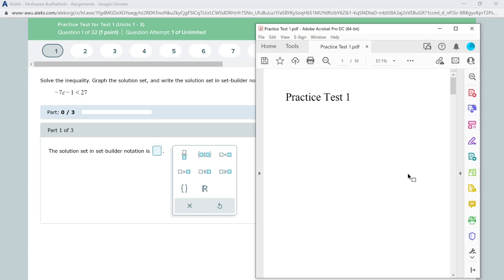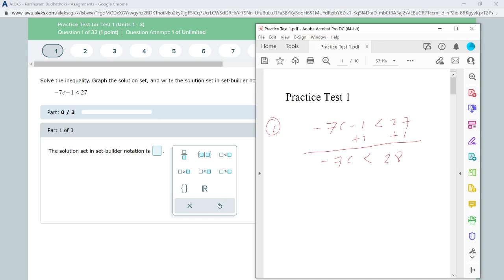First of all, number 1, just solve means find the value of c. So isolate the c. For that you have to bring this -1 to that side, so we can add 1 to both sides, and by doing that we have now -7c is less than 28.